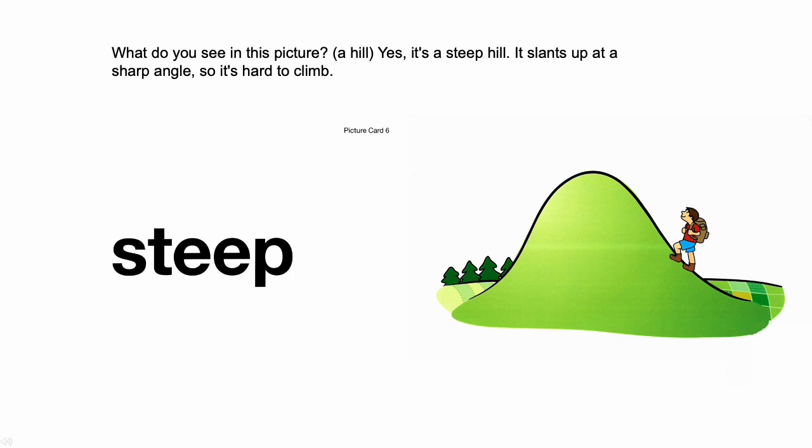What do you see in this picture? A hill? Yes, it's a steep hill. It slants up at a sharp angle, so it's hard to climb. Let's say steep together. Steep.